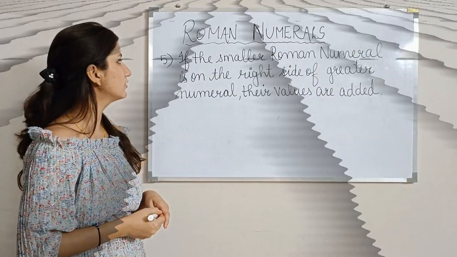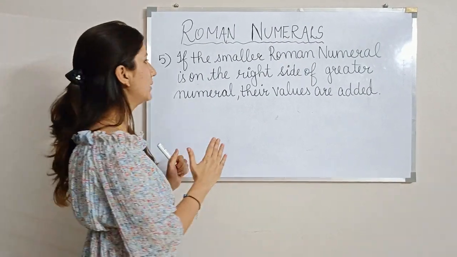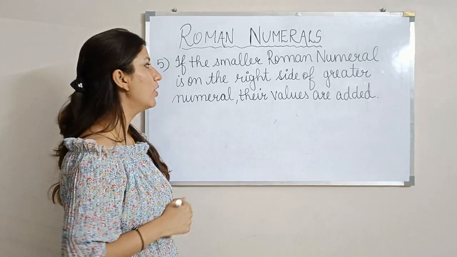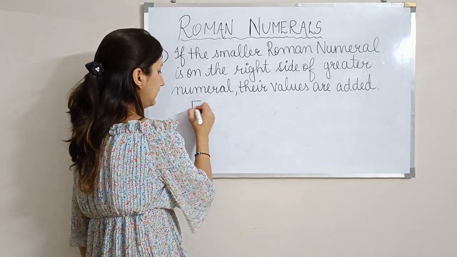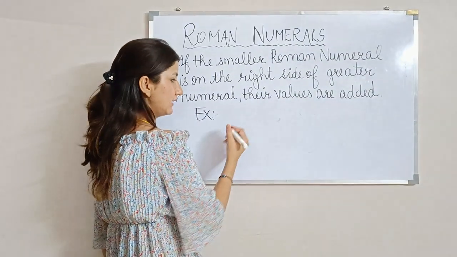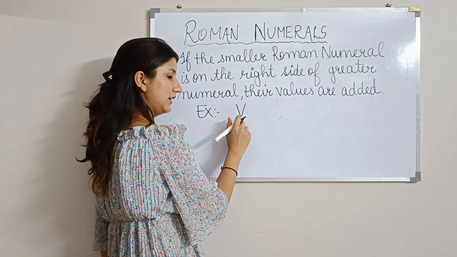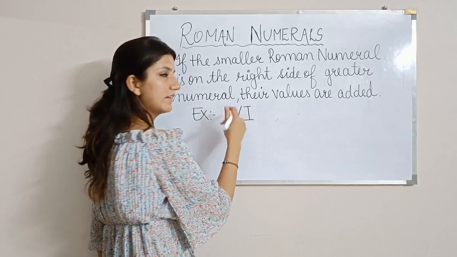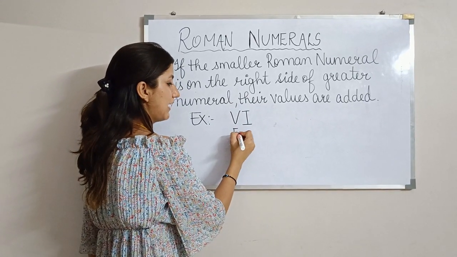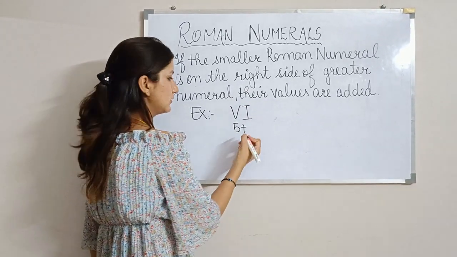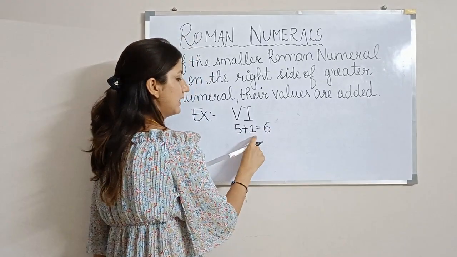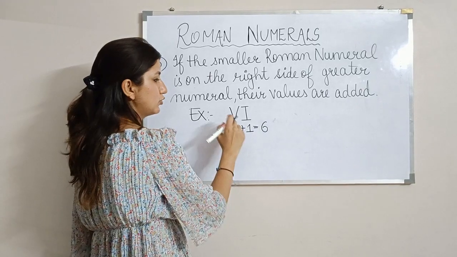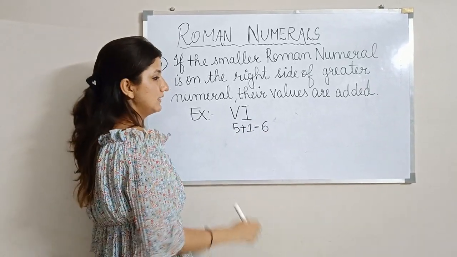Now the last rule is if the smaller Roman numeral is on the right side of the greater numeral, their values are added. Let's take an example. Suppose this is the greater numeral and the smaller is on the right side. So their values are added. V stands for 5, I stands for 1. Their values are added and it will give 6 as a result. So VI is the symbol for 6.